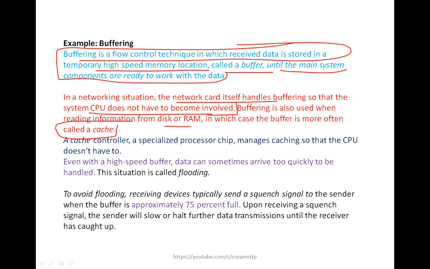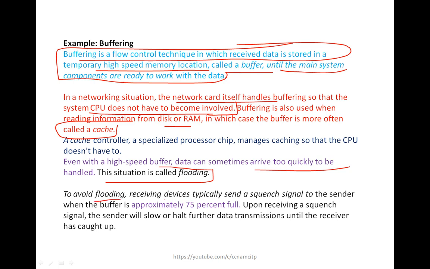Even with a high speed buffer, data can sometimes arrive too quickly to handle. The situation is called flooding. I mean that sometimes the data is coming very quickly, with very high speed, in your system, and the receiving device is not capable of handling that. That is known as flooding. So buffering is a little bit okay, but if it is too quick, that is known as flooding.